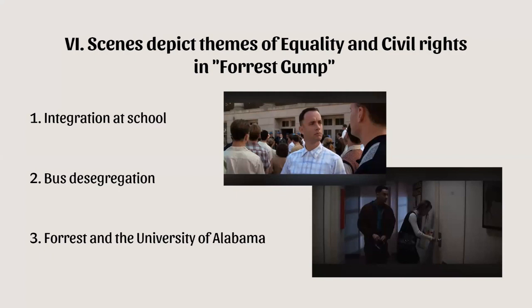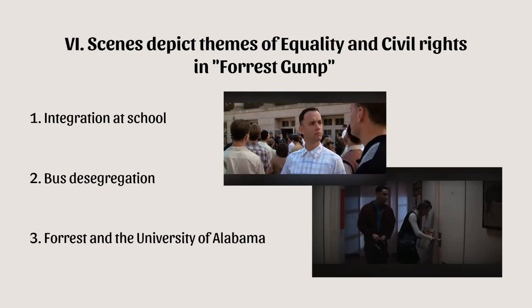I'll continue with several scenes in the movie Forrest Gump that depict themes of equality and civil rights. Firstly, in a scene, Forrest's friend Jenny is shown attending a racially integrated school in the 1950s, highlighting an early step toward equality in education. Second, another scene portrays Forrest's bus ride to school, where he witnesses the historical moment of African Americans being allowed to sit wherever they want on the bus, challenging the prevalent discrimination laws.